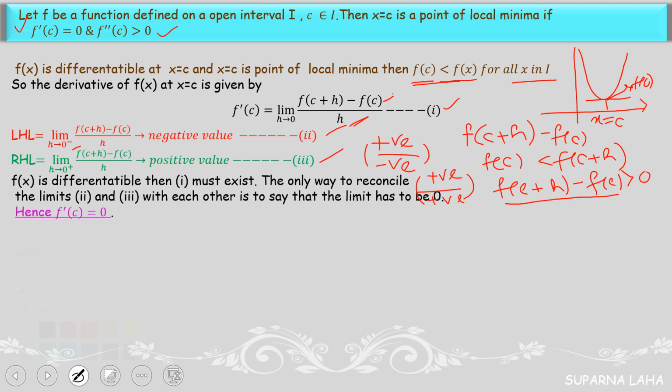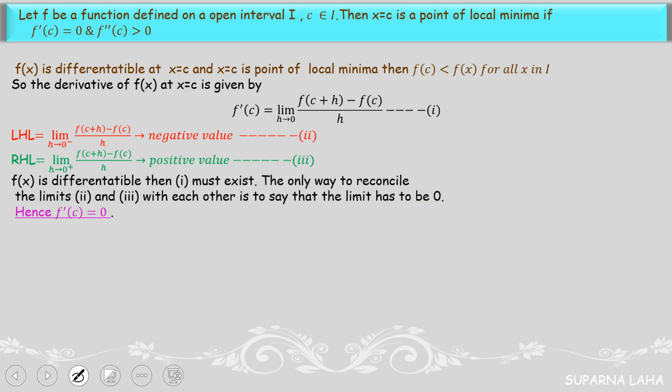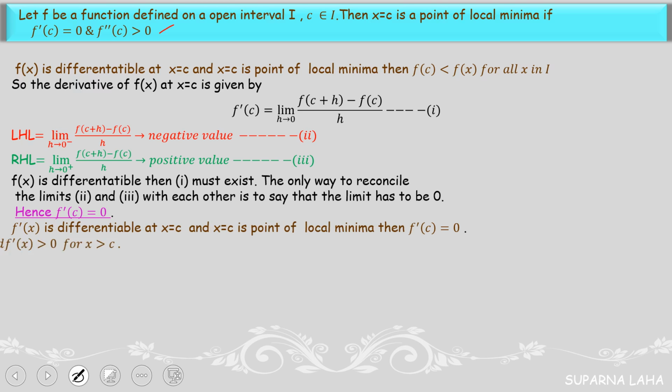That means we prove that the first derivative at x equals c is 0. Now prove the second one, that the double derivative at x equals c is greater than 0. So first of all, we have that f dash c is 0, and for x less than c, that means before c, f dash x is less than 0, and after c, for all x, f dash x is greater than 0. So these three conditions we have.